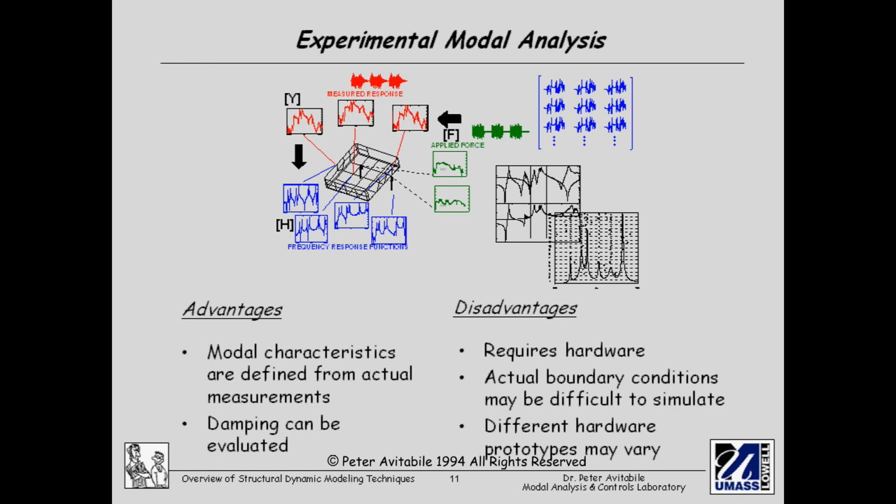Now analytical models have a lot of assumptions. We always like to go out and test the structure to assure that our analytical model was a reasonable representation of the reality of the system. So with experimental testing, we're going to apply external forces, measure the response, determine the system characteristics from these measured functions. So the big advantage here is that we have actual measurements to find the system, and we can evaluate damping. The big problem with experimental modal testing is we have to have hardware.